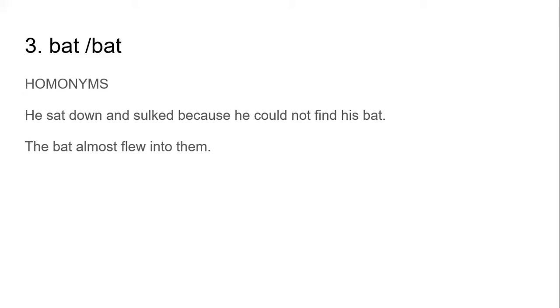Why is that? Because if you look at the example, you can see he sat down and sulked because he could not find his bat. We're talking about a bat that is used to play a game. And in the second case, the bat almost flew into them. A bird, a bat, rather a mammal. Okay, so they are homonyms. The next one.